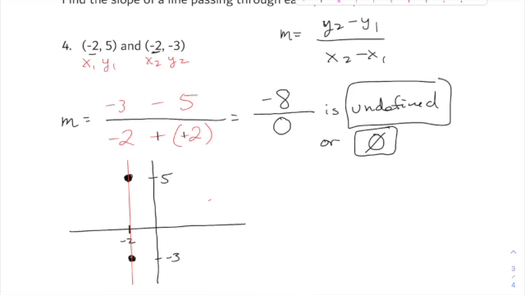Okay, so that's it. Tried to show you a little of everything: a positive slope, a negative slope, a 0 slope, and an undefined slope.